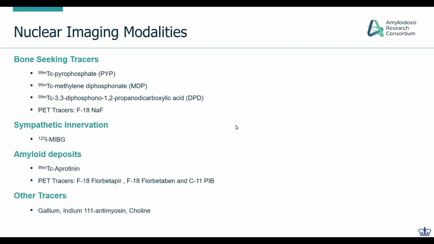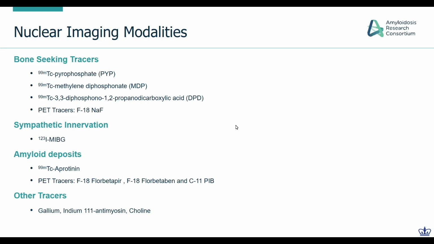I'm going to talk about nuclear imaging modalities. So there are two types of modalities which are available. One is a SPECT modality. The other one is a PET modality. These are two different cameras or two different methods of imaging. And close to 10,000 sites have cardiac SPECT imaging available in the US. And there are less than 400 sites in the US which have the capability of doing cardiac PET imaging.